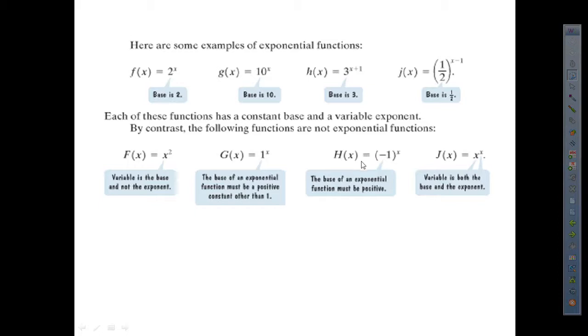Same thing here with capital H. Capital H of x is negative 1 in parentheses to the x power, and that's a situation where the base does not fit within our limitations of the base, therefore this is not going to be an exponential function. The base of an exponential function must be positive. And then here at the last, we've got x raised to the x power. The variable is both the base and the exponent, so that's not an exponential function as well. This is something else.